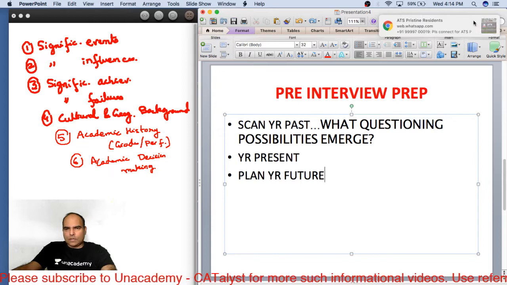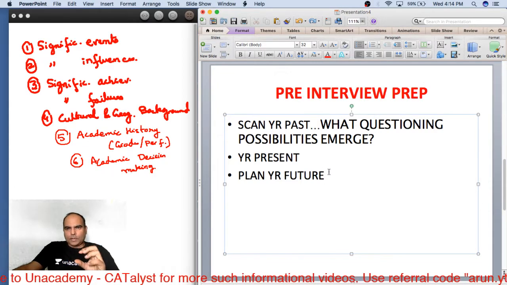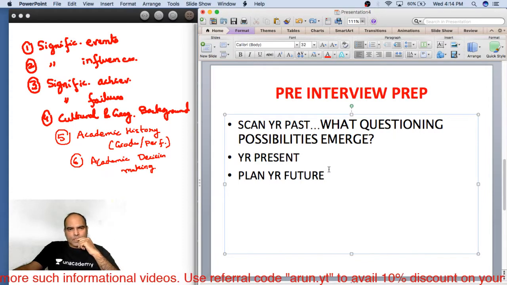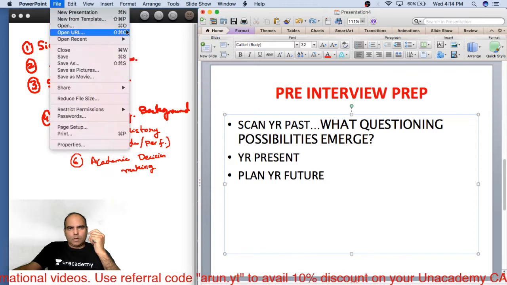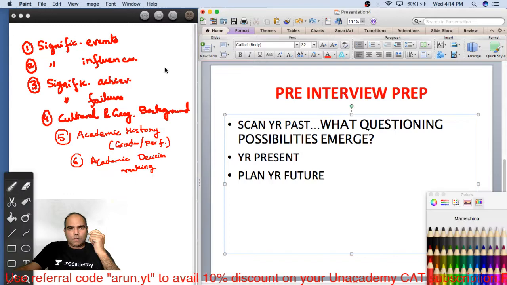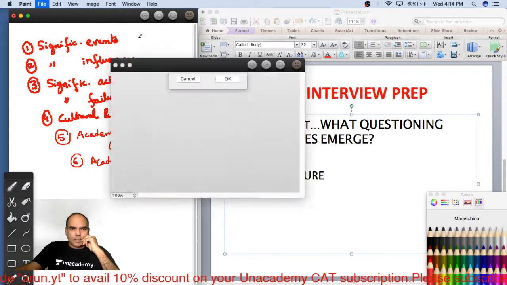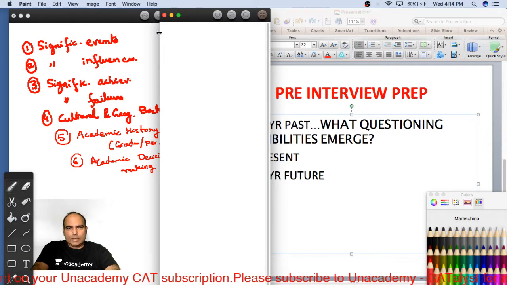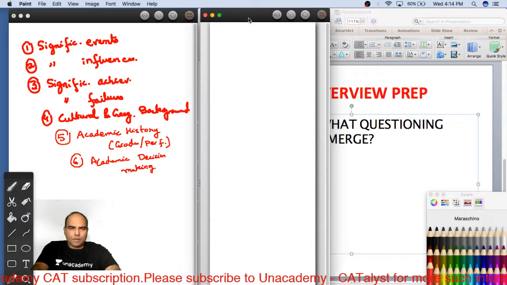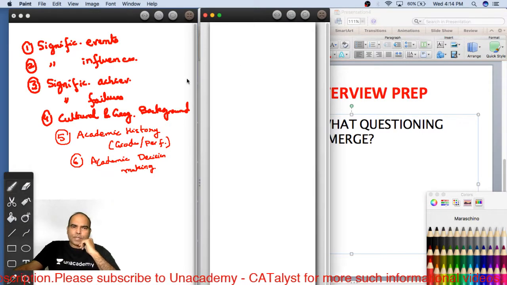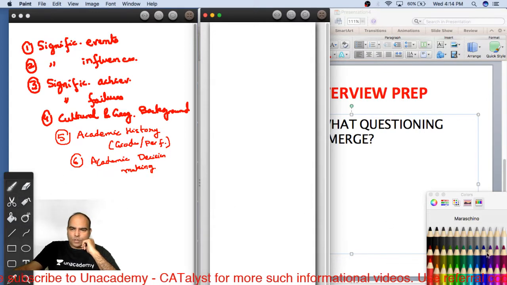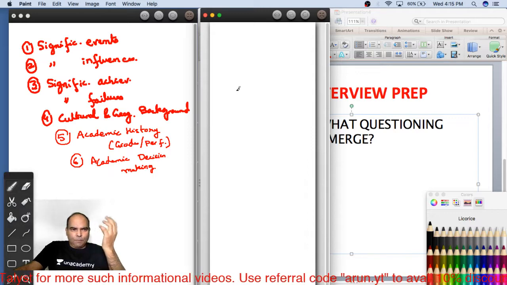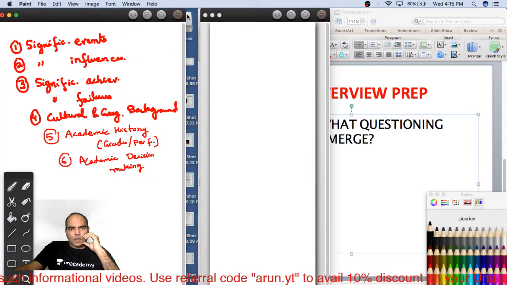So, if you scan each of these well, your past, your present, and your future, you'll start getting the list of questions, or you'll be able to create a list of questions which you need to prepare for. So, let me try to show you some questioning possibilities that emerge out of these dimensions that we have put on this paint window. Of course, every person's individual profile will be different, but this is something you should scan and try to find out what questions are going to be asked of you in the interview.